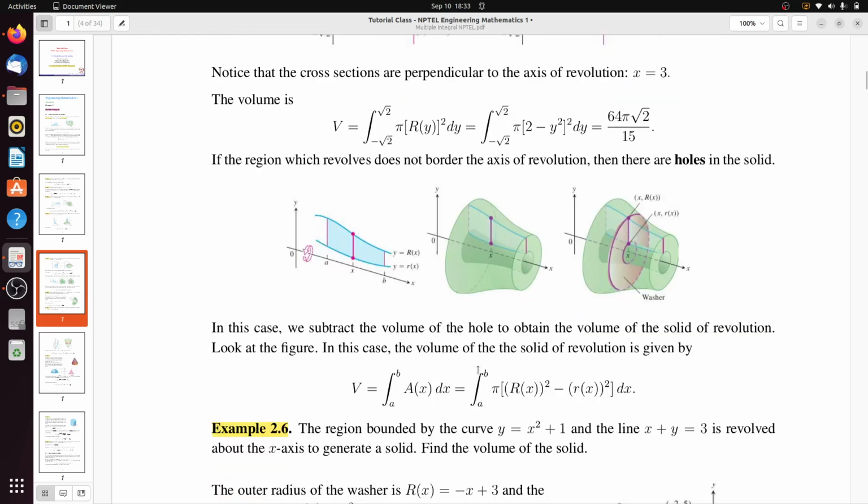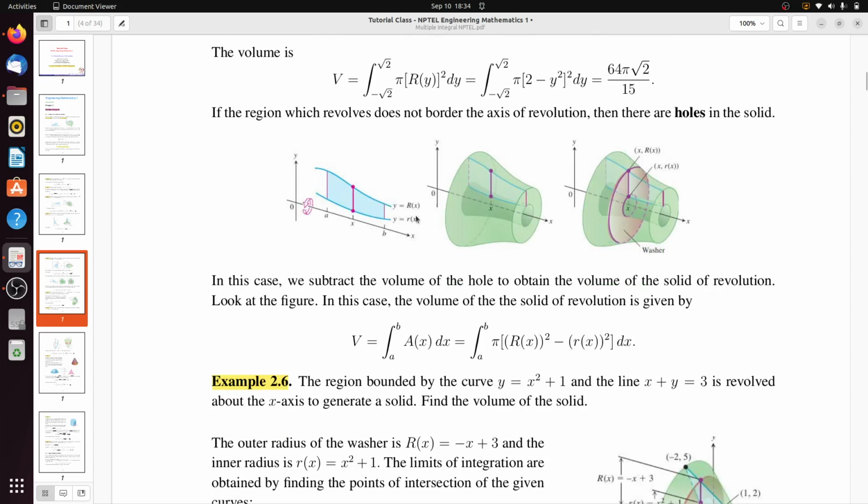Okay, now see, if the region which revolves, this is the y-axis, this is the x-axis, and if you revolve this type of sectorial area, there is a gap between the x-axis and this area, right? So if you revolve this area, you will get a solid. In between there is some hole, because there is no area inscribed in this white portion. So if you rotate this sectorial area inscribed between these two curves, you will get holes inside the solid. So what is the formula?